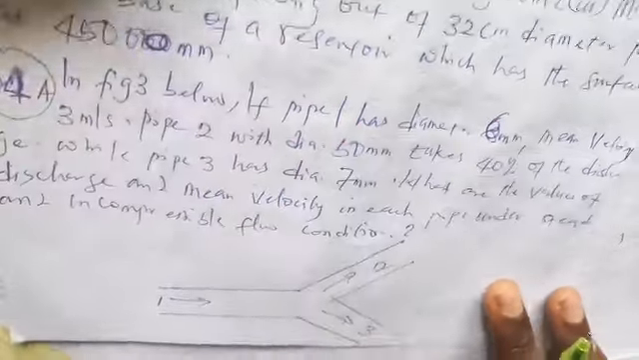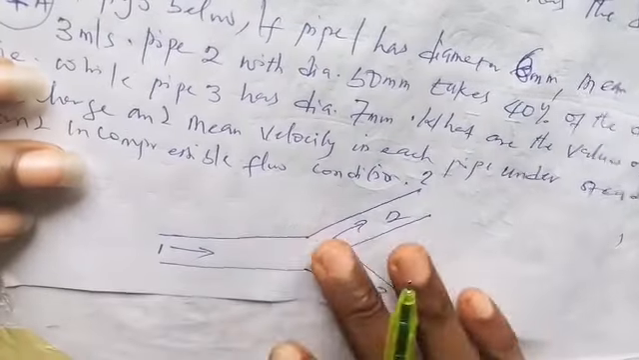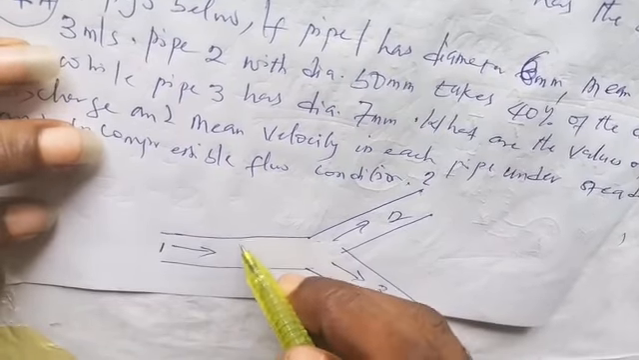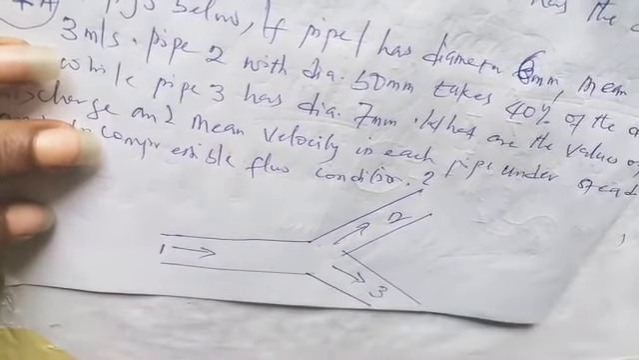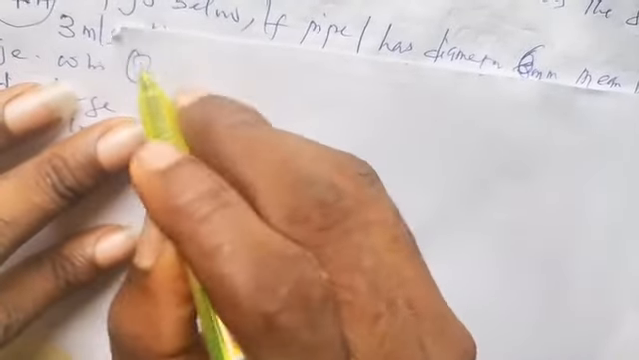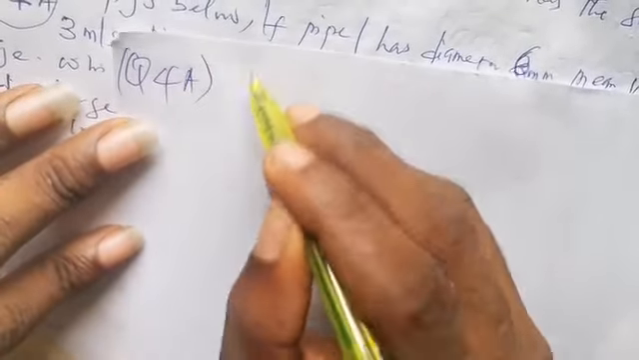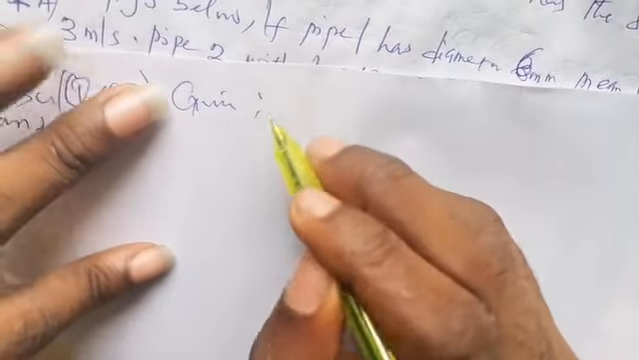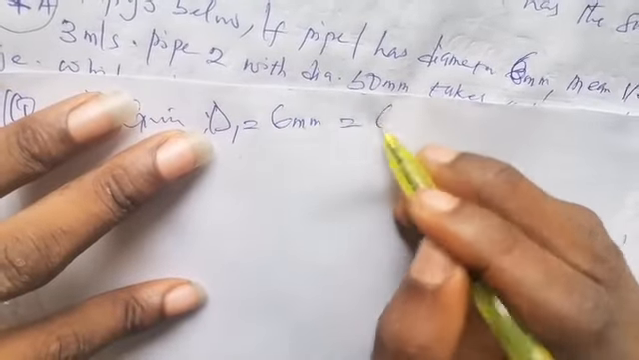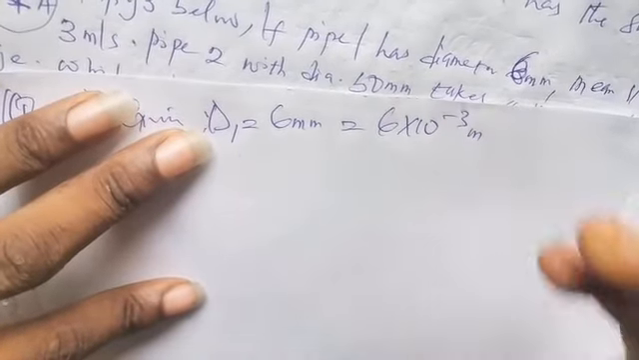So we are given the pipe, as can be seen. This is pipe 1, this is pipe 2, and this is pipe 3. Pipe 1 has a diameter of 6 mm. So let's get out the given parameters. For question 4A, the diameter of pipe 1, call that D1, is given as 6 mm. Converting this to meters, that becomes 6 times 10 to the power of minus 3 meters, simply dividing 6 by 1000.